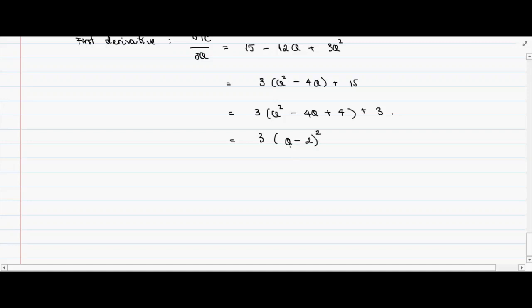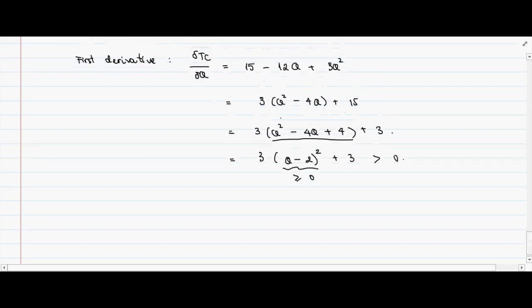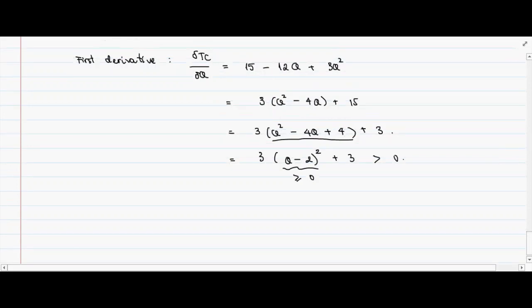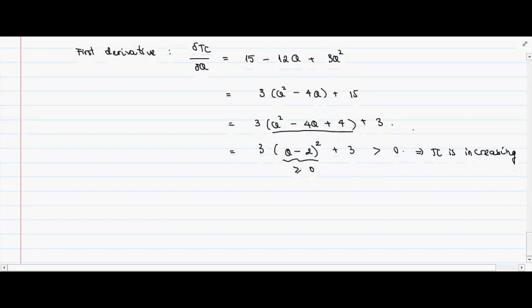So if you expand this, you get q squared minus 4q plus 4, which is what I got over here, and plus 3. Now given that this thing is bigger or equal to 0, you plus a positive number, then this thing is always going to be positive. So showing this, I want to say that the total cost function is always going to be increasing, because the first derivative is positive. So I know that the total cost is increasing all the way. There isn't any minimum or maximum, there isn't any stationary point in this case, because the function is increasing all the way.